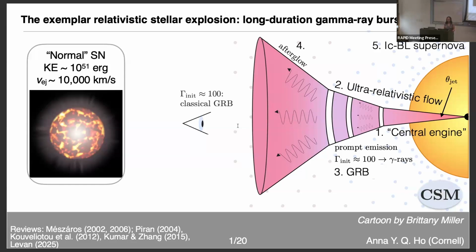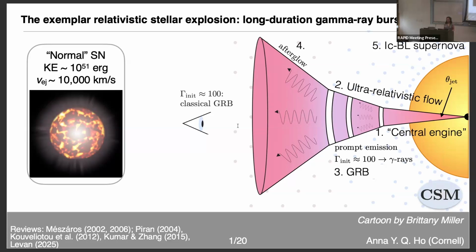By far, the most famous example of a relativistic explosion is a long-duration gamma-ray burst, and that's being shown in this cartoon here. So in a long GRB, in the traditional model, this central engine powers an ultra-relativistic outflow that tunnels through the star and breaks out from the surface as a jet. The gamma rays are thought to be produced by collisions between material traveling at different speeds within the jet itself. And then the jet collides with the ambient medium, producing synchrotron radiation that we call the afterglow.